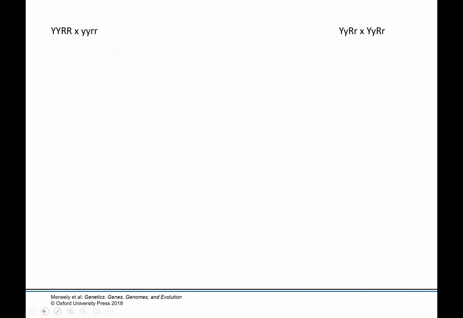So really quickly, I want to work out the top part of that last diagram that they didn't show you. Or at least they didn't draw out. When we do a dihybrid cross, the first thing we need to do is determine our gametes.